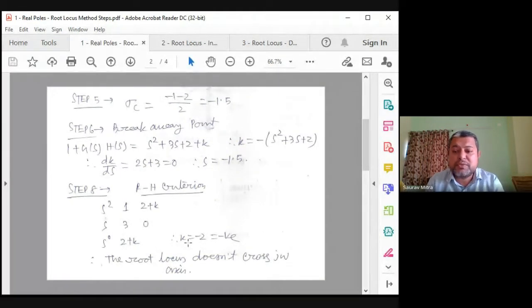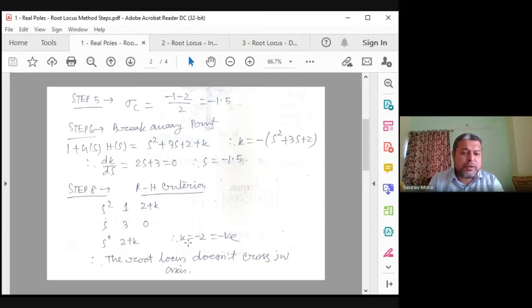So in this case, what you have to say is, from the first column of the RH criterion, the S square coefficient is positive, the S coefficient is also positive, and the S to 0 coefficient is also positive. Why? Because of 2 plus k, and the k value can minimum be equal to 0 and maximum be infinity. That means 2 plus k is always a positive number.